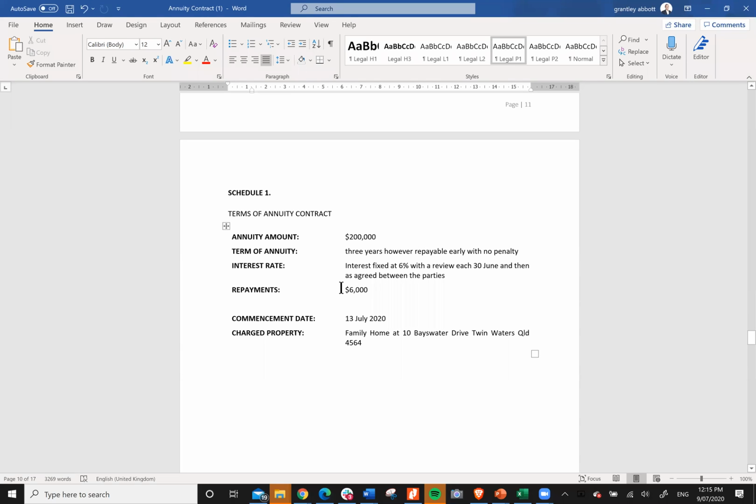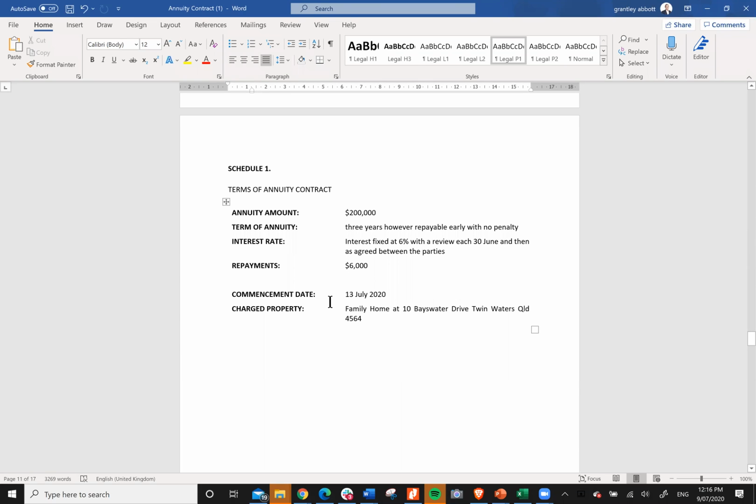Inherent interest rate is 6%. Annual monthly repayments are $6,000. And then I should have put $6,000 per month. Commencement date, and then that's the charge property.